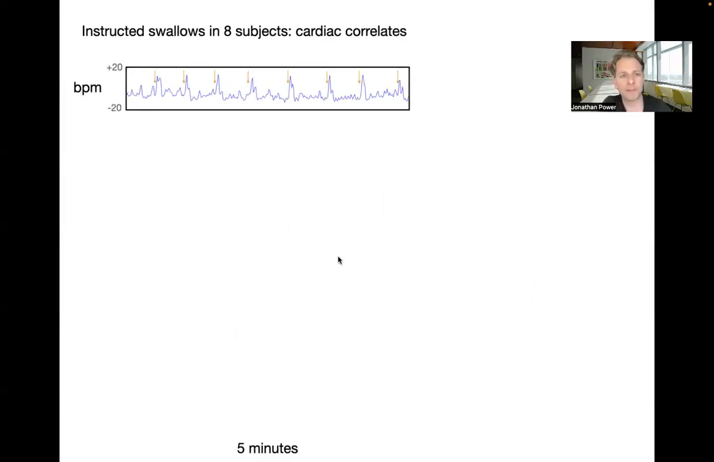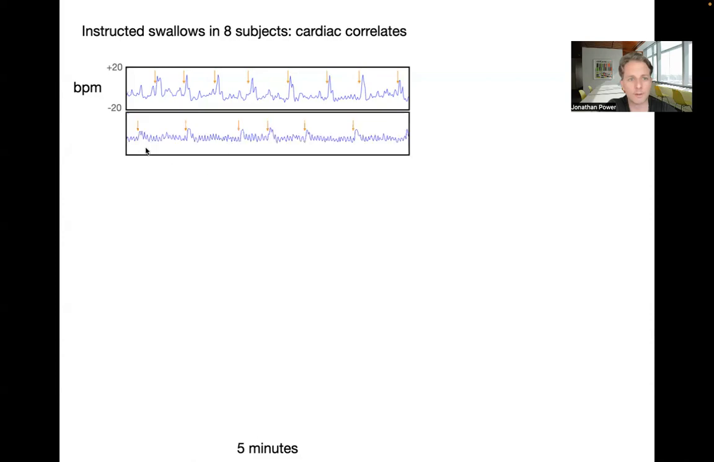So this is about 5 minutes of data. This is cardiac data only. I'm not going to focus on the rest of it. And I've taken the average heart rate out. Okay, so 5 minutes of data. Everywhere there's an orange arrow, the person was told to swallow. And as you can see, there's like a 20 to 30 BPM jump in the heart rate for the next 10 seconds. Another person, same story.